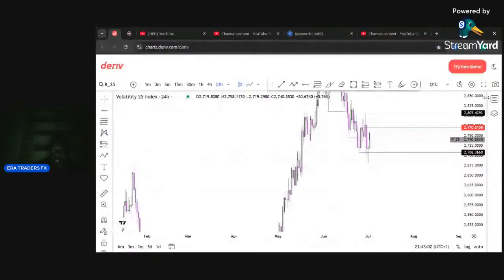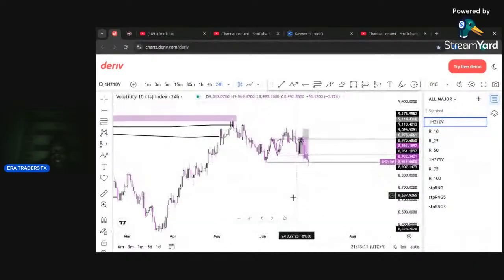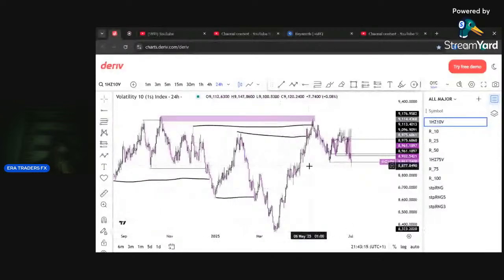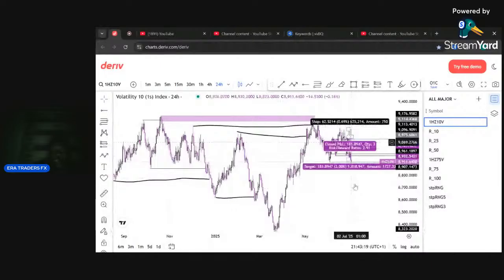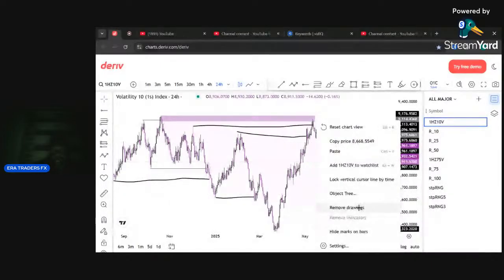So let's go to the next pair. I'll be doing V10 1X. This has already printed very nicely. I think I was talking about this with my student, and this has already given us a sharp sell. But again, I'll just clear all this, so let me do the breakdown again.